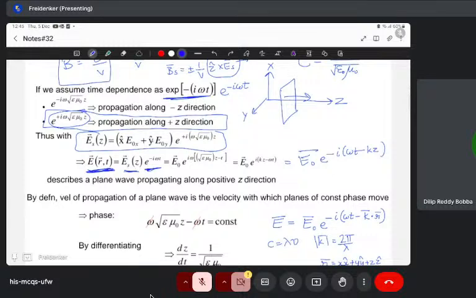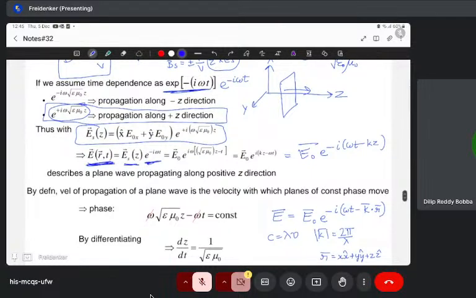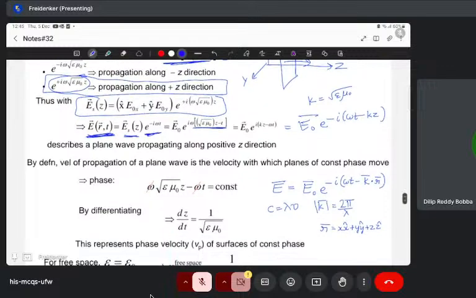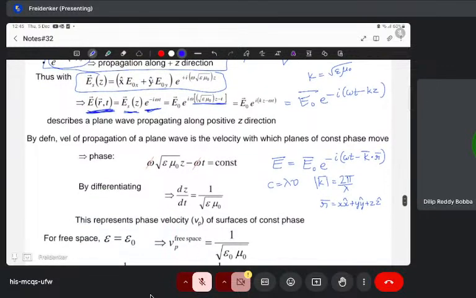And k was this one, right? K was root of epsilon mu naught. So kz minus omega t is constant. This is the phase. The coefficient of i is the phase, and for a plane wave, phase is constant. So if I differentiate it, the constant will become zero. So what do you get? dz by dt is something like this.